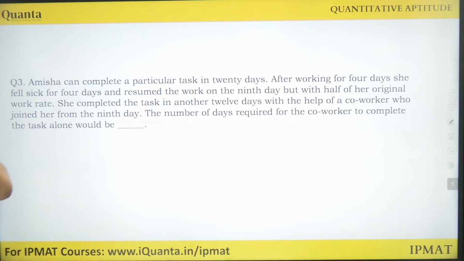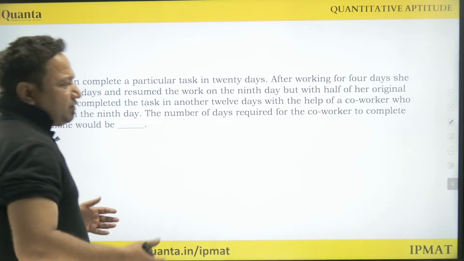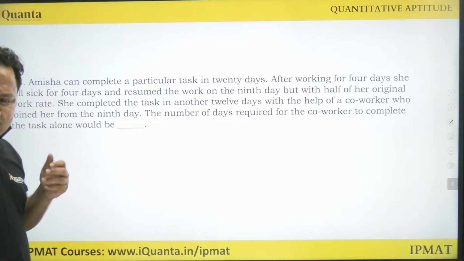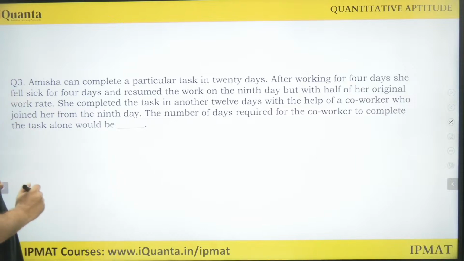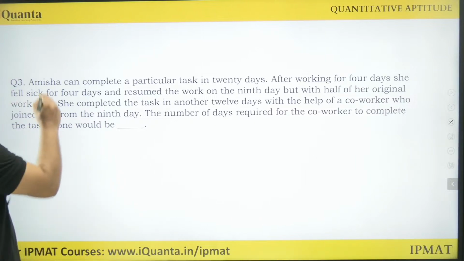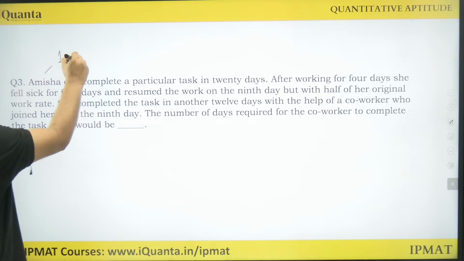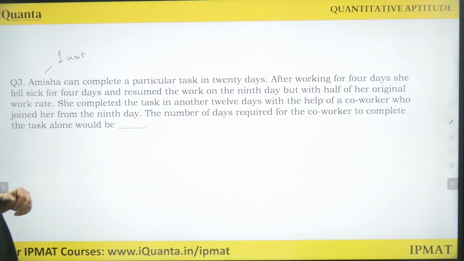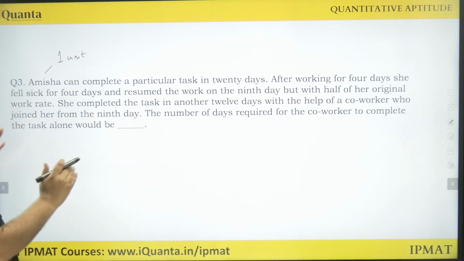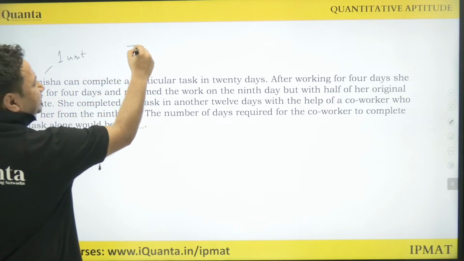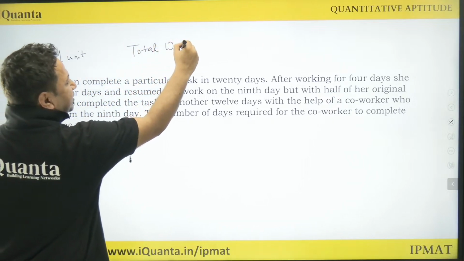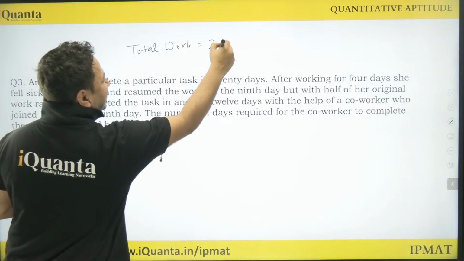For this, we can put in formulae and waste 5 minutes of our life. But what if we want to do this question in less than 10 seconds? What I'll assume is that Amisha's rate of work per day is 1 unit. Any problem in that? I can assume that, right? And she can finish the task in 20 days. That means total work in terms of Amisha will be 20 units.